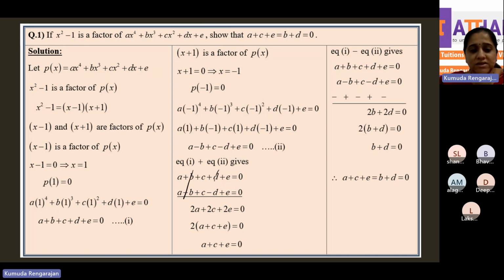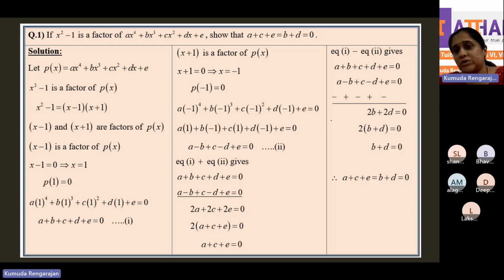This gets cancelled. This gets cancelled. So 2A plus 2C plus 2E is equal to 0. You must cancel. See, I cannot cancel this like this while typing, so this you should show in your book. So you get 2A plus 2C plus 2E is equal to 0. Now take out 2 common. So you'll get 2 of A plus C plus E is equal to 0. When this 2 goes to the other side for division, 0 by 2, A plus C plus E is equal to 0. So we proved the first result.